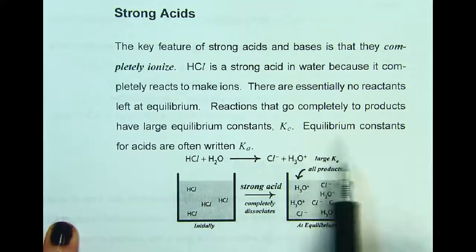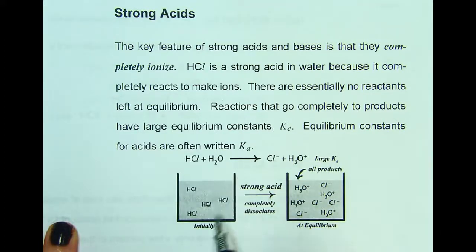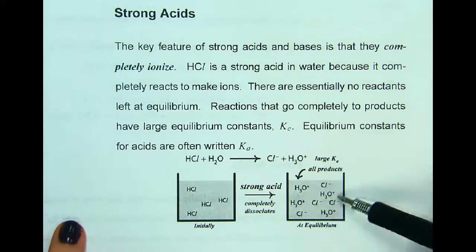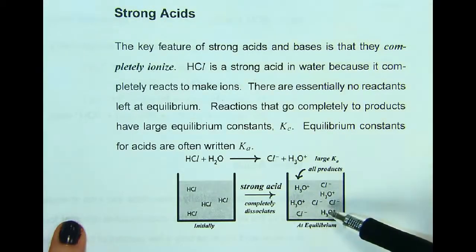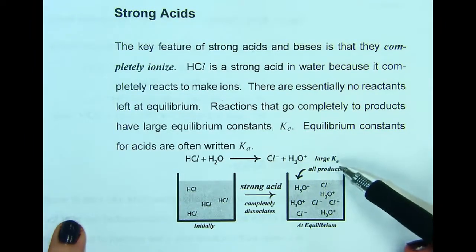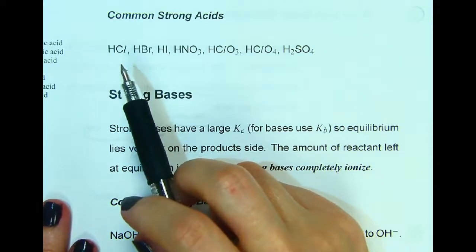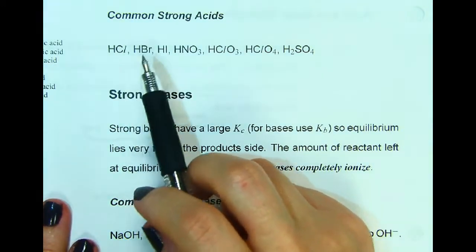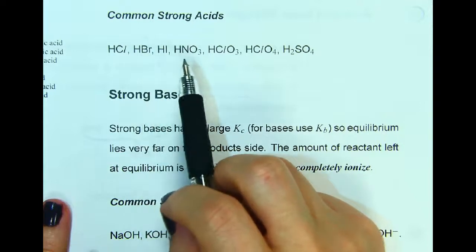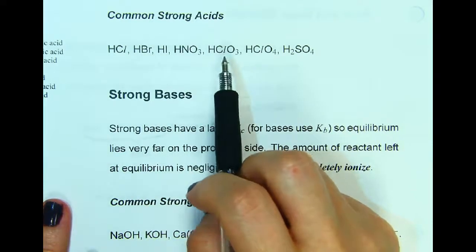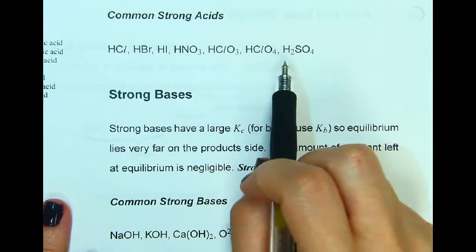So for this example, you have hydrochloric acid and water initially. However, once the reaction is completed, we have 100% ions, all hydroniums and all chloride ions, and nothing left of our original reactants, which should give us a very large Ka value. These are the common strong acids that you absolutely want to have memorized: hydrochloric acid, hydrobromic acid, hydroiodic acid, nitric acid, chloric acid, perchloric acid, and sulfuric acid.